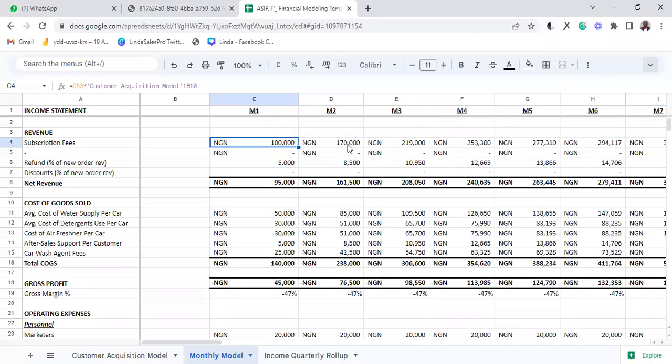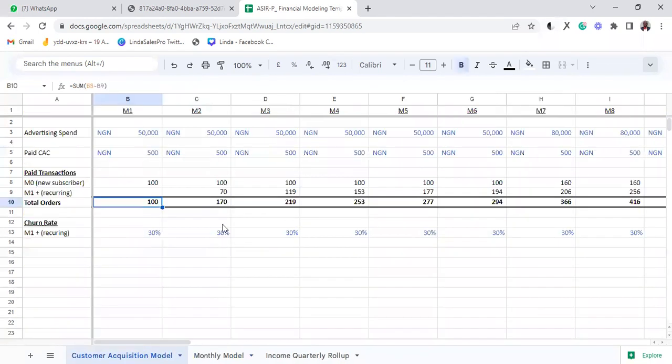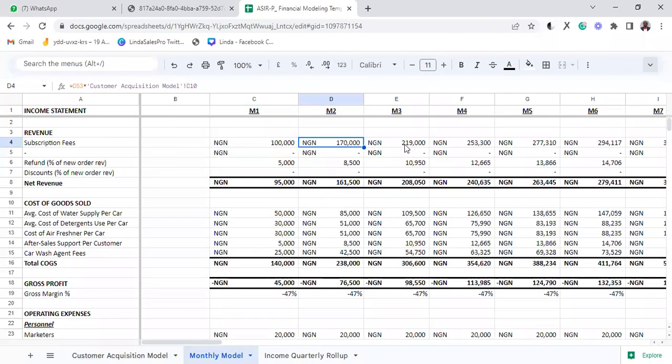That is also how we got this. So if you look at this, what it means here is that we have 170 customers in month two. As you can see it here, 120,000. So look at this. This is 219. So that is why we are going to likely have 219,000 naira here. Remember, the subscription fee is how much? 1,000 naira. So everybody will have to pay 1,000 naira. Now let's look at this.